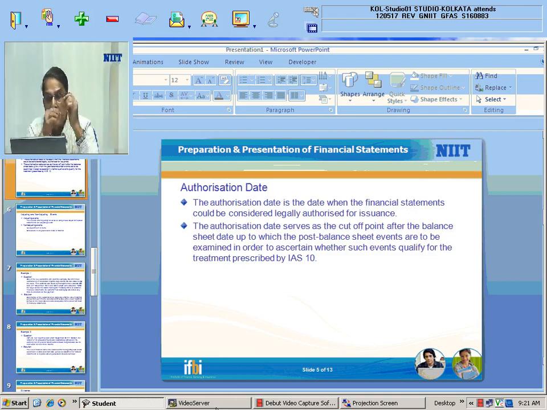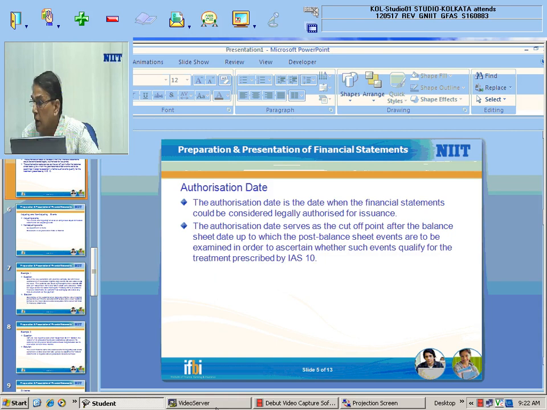So the authorization date is the date when the financial statements could be considered legally authorized for issuance. When the board of directors or the management approves, gives the authorization for issuance of the financial statements, that is the authorization date. Before that date, the financial statements have not been legally authorized for issuance. They cannot be issued. So the authorization date serves as the cutoff point after the balance sheet date up to which the post-balance sheet events are to be examined in order to ascertain whether such events qualify for the treatment prescribed by IAS 10. So Devala Monish, what is the question?